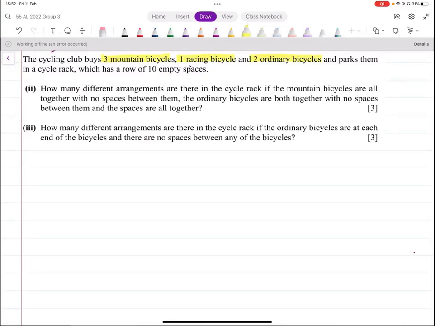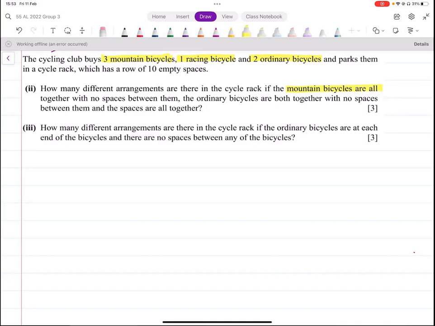And parks them in a cycle rack, which has a row of 10 empty spaces. Okay? It's a row of 10 empty spaces. Now, how many different arrangements are there in the cycle rack if the mountain bicycles are all together with no spaces between them, the ordinary bicycles are both together with no spaces between them, and the spaces are also all together. Okay?